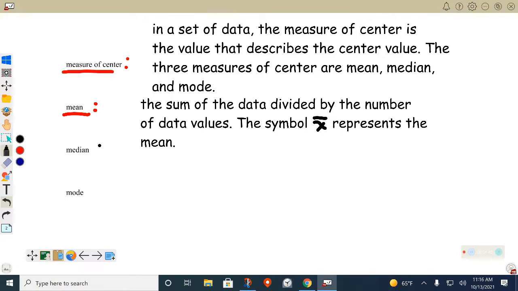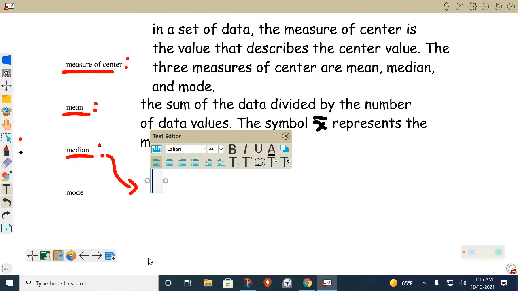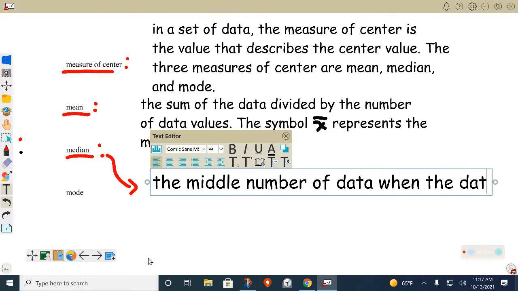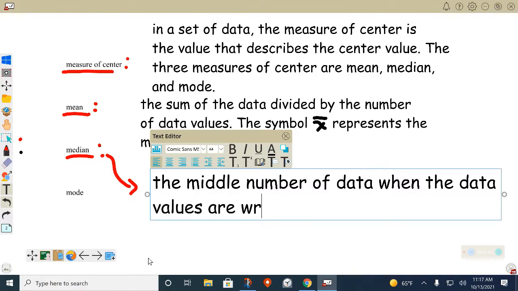How about the median? Since I'm typing kind of big, I'm going to put it right here so you can see it from where you're sitting. The median is another way of measuring the center of data. Half of the values are less than the median. It's the middle number of data when the data values are written from least to greatest.